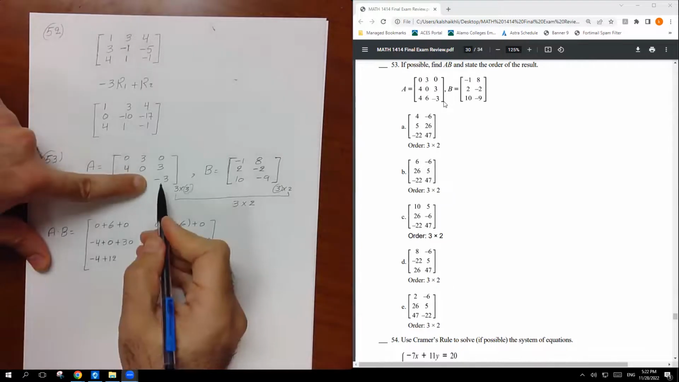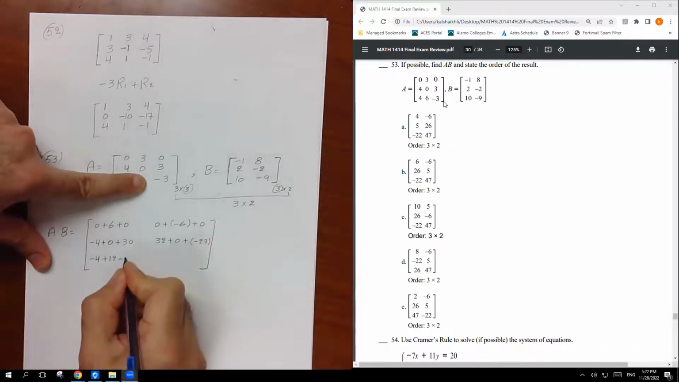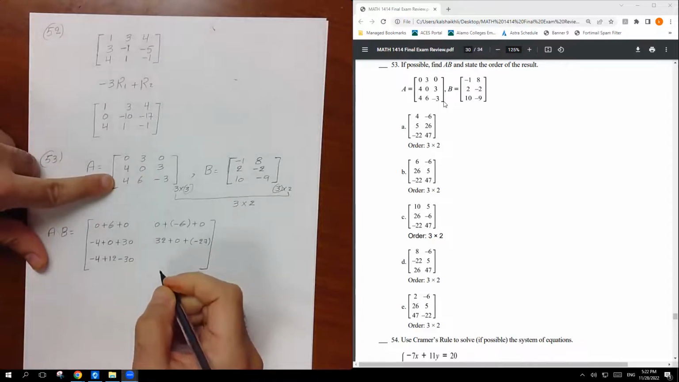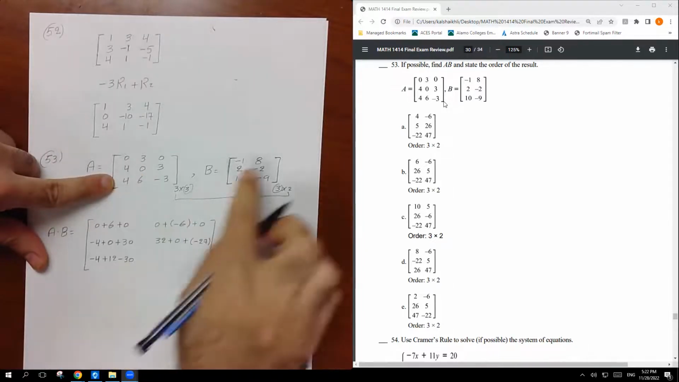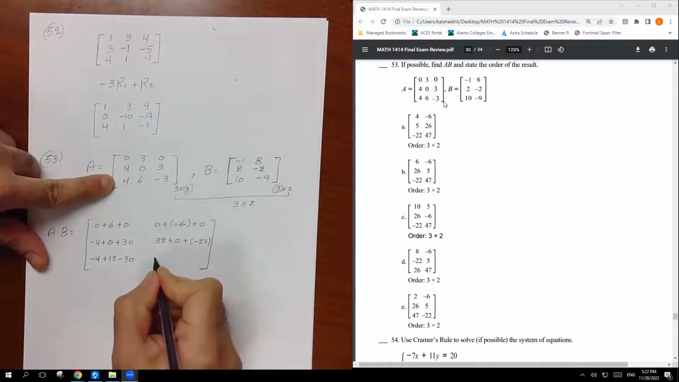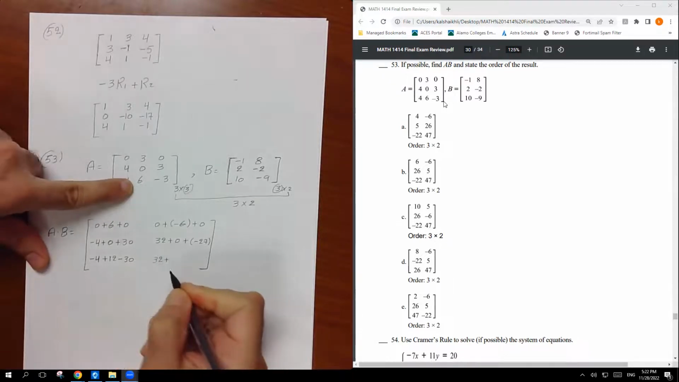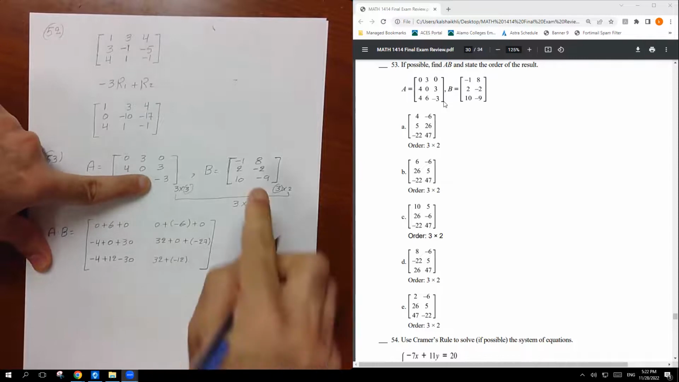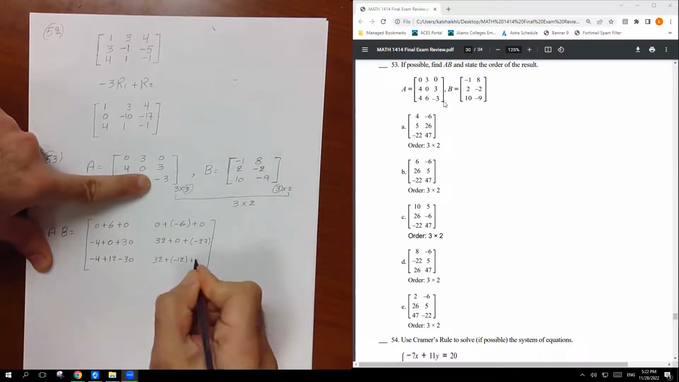And -3 times 10 is going to be minus 30. The third row with the second column, 4 times 8 is going to be 32, plus 6 times -2 is going to be -12. And -3 times -9 is going to be plus 27.